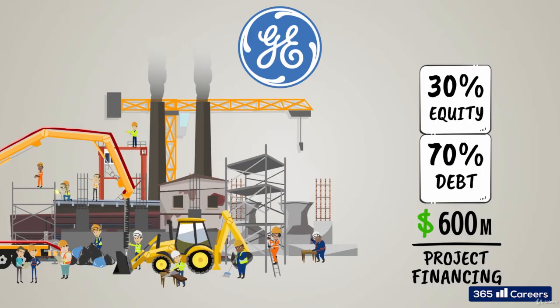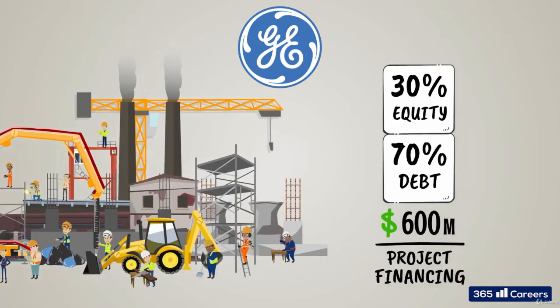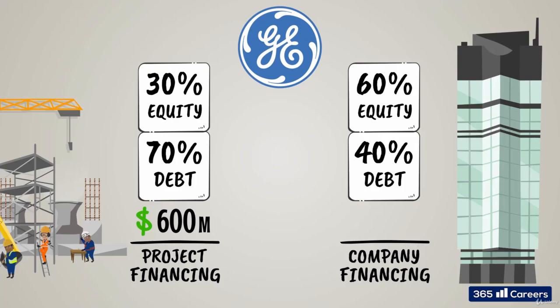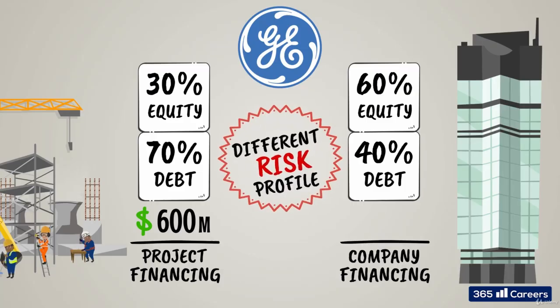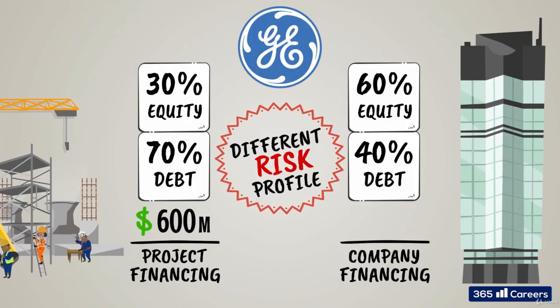It intends to finance the plant with 70% debt and 30% equity. The typical debt we see on the company's balance sheet is around 40%. Its business is highly diversified and isn't representative of the beta of a single industry. Therefore, constructing the plant will have a different risk profile than the rest of the company's business.